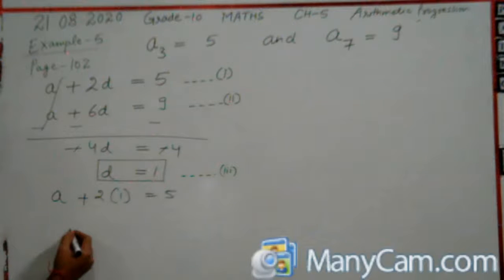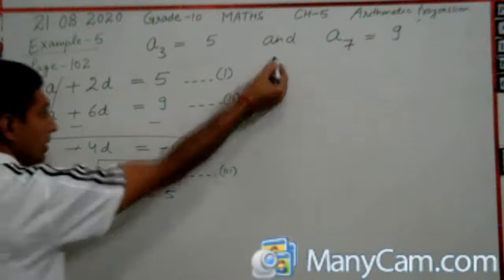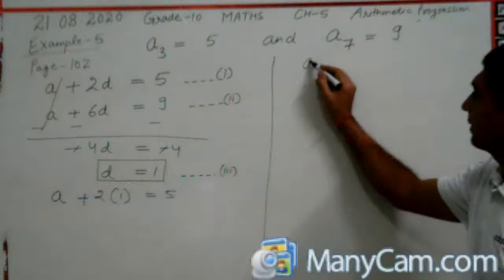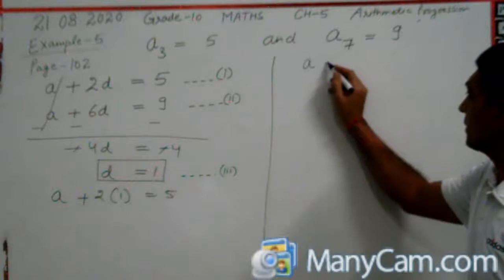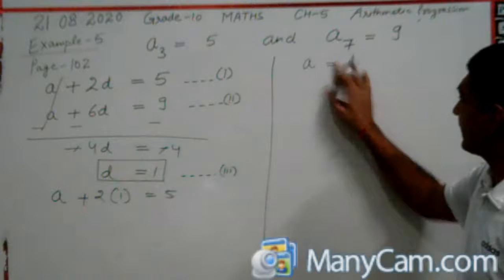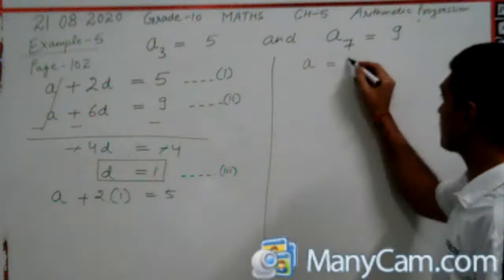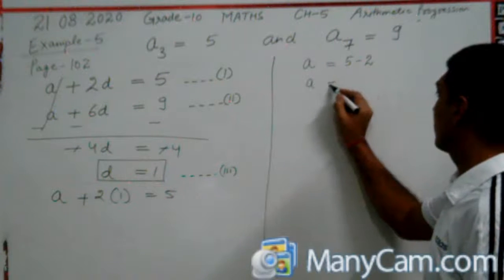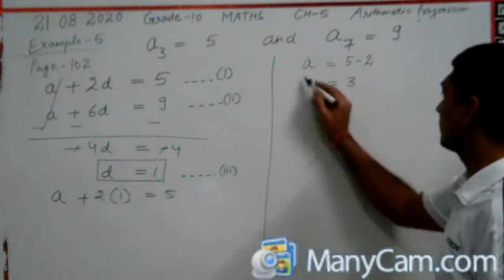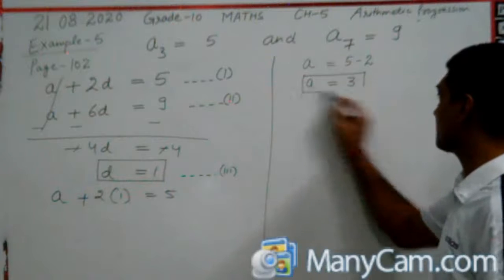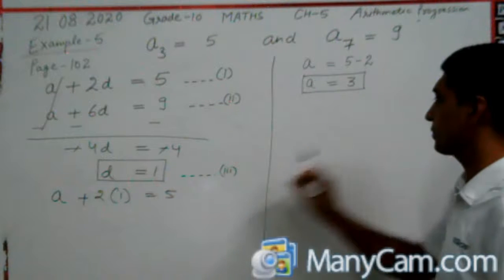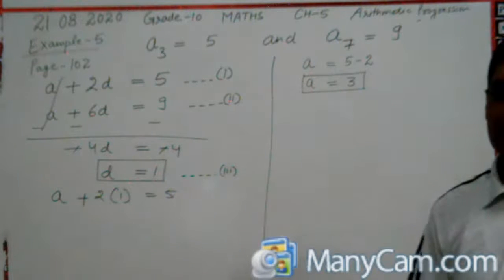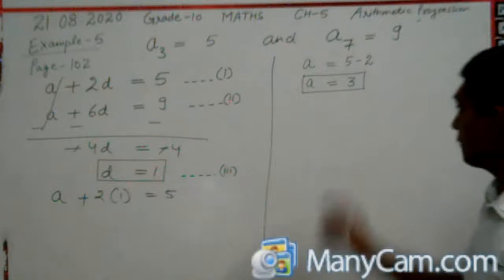So what is the value of A? Therefore, the value of A is 5 minus 2, that is 3. Right? Therefore, now we have the first term and the common difference also. We have the common difference and the first term.